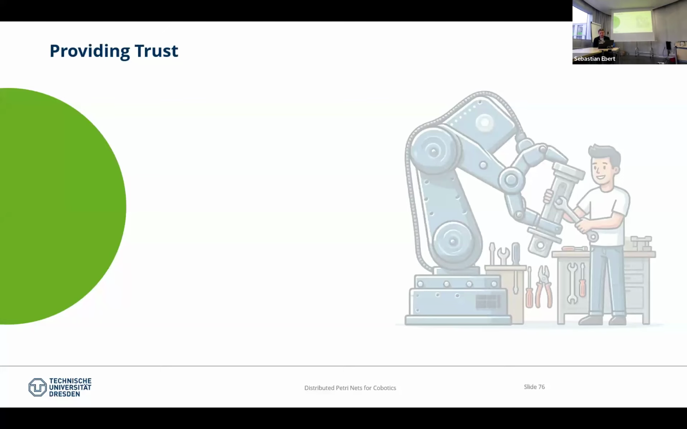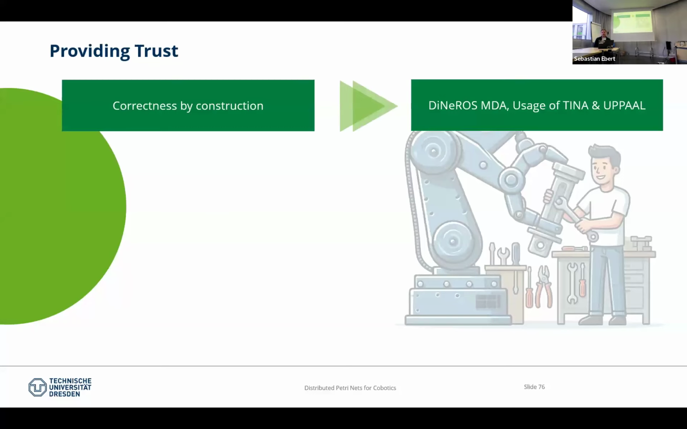The first question was, how do we provide correctness by construction? So we have the immerse NDA, which produces our code in the end, and which uses the model checkers Tina and Upan, depending on the model that we in the end use for model checking.